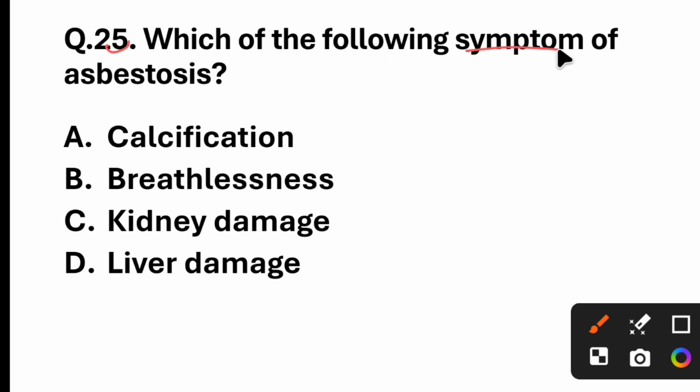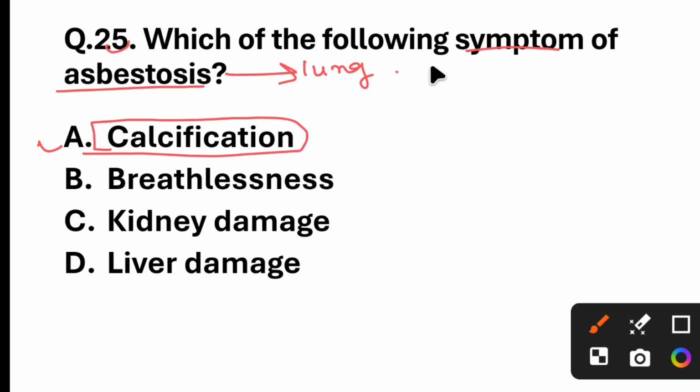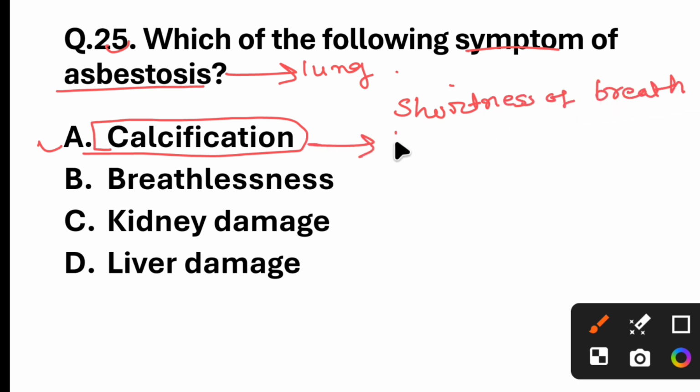Question number 25. Which of the following is a symptom of asbestosis? Answer is option A. Calcification is a symptom of asbestosis. Asbestosis is a lung disease that causes severe damage to the lungs. Its symptoms manifest as shortness of breath and even calcification in the lungs in some cases. Asbestos are hydrated silicates.